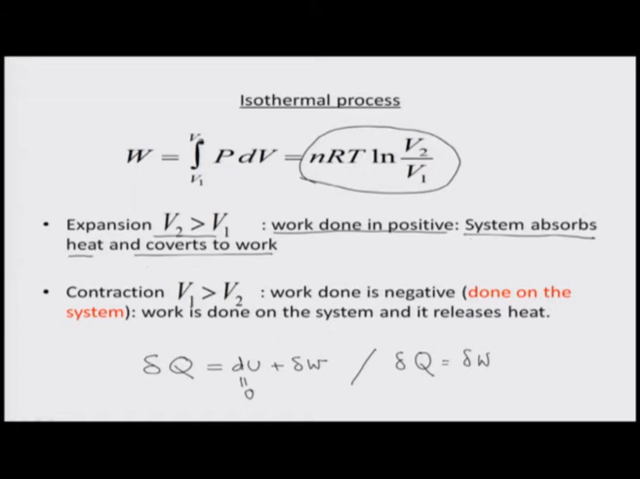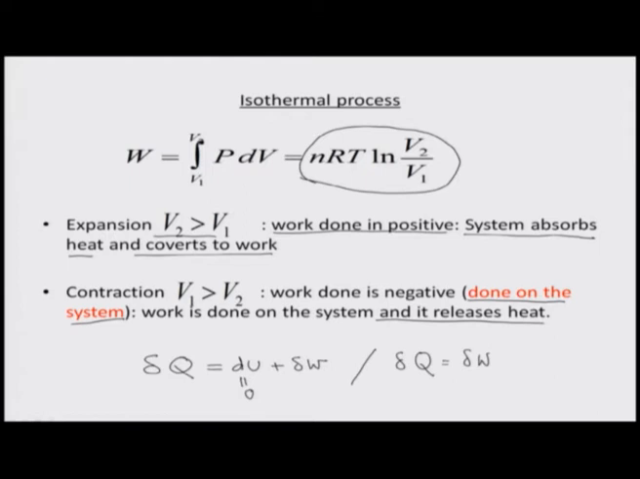Now, if I think of contraction, what do we mean by contraction? Contraction is V1 greater than V2, work done is negative, that means I am doing work on the system. Okay? Work is done on the system. So, delta Q is negative, delta W is negative and the system releases heat. It does not absorb heat.